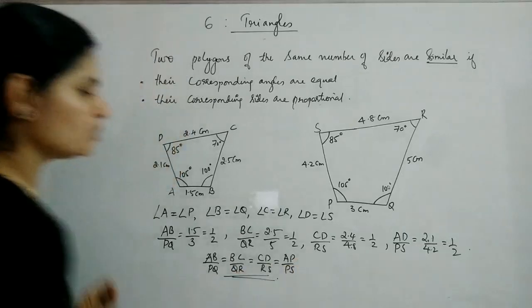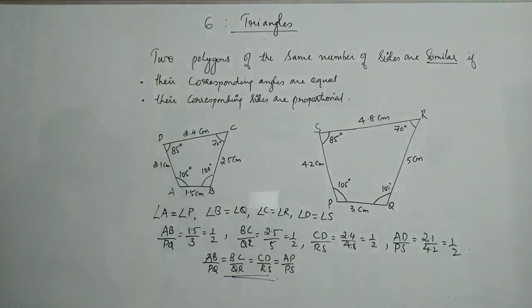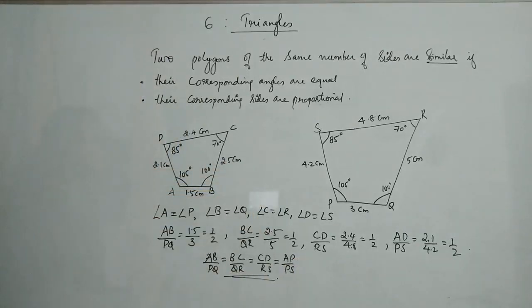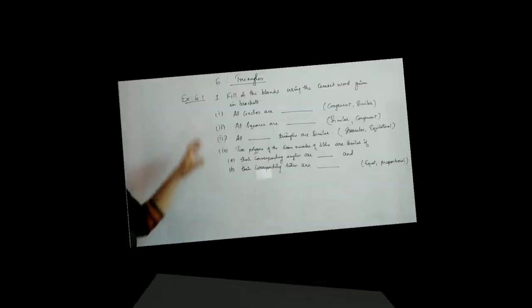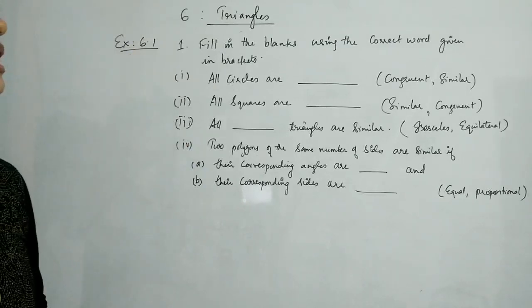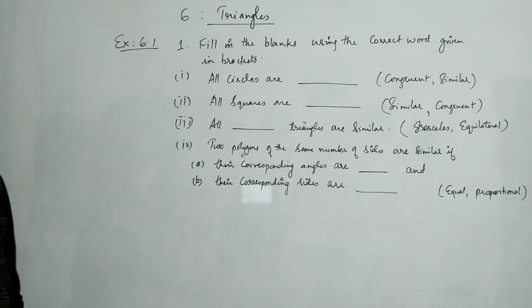So that gives you the corresponding sides are proportional. So you can say that the two given figures are similar. Okay, we'll start the exercise, first one, which is 6.1. First question is fill in the blanks using the correct word given in bracket.